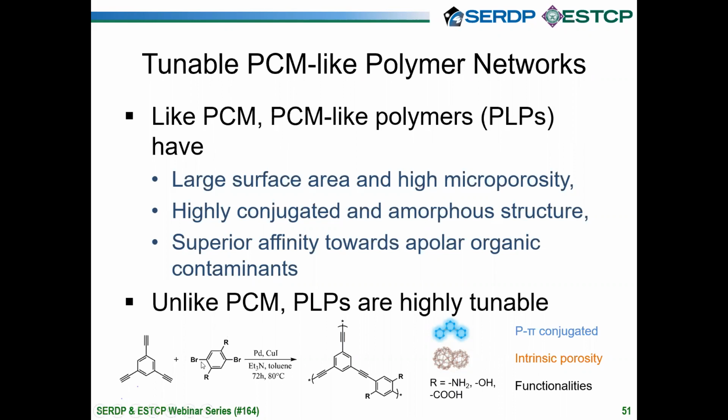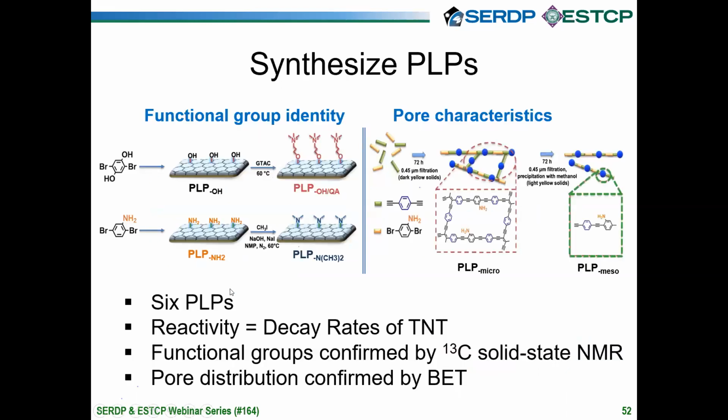For instance, we can incorporate specific functional groups through the selection of the R group in the linker during the polymer synthesis. We can also control the pore characteristics through the selection of monomer struts. So in this work, we synthesized 4 PLPs on the left with different functional group identity: OH group, quaternary ammonium group, which I'll refer to as QA, NH2 group, and tertiary amine group.